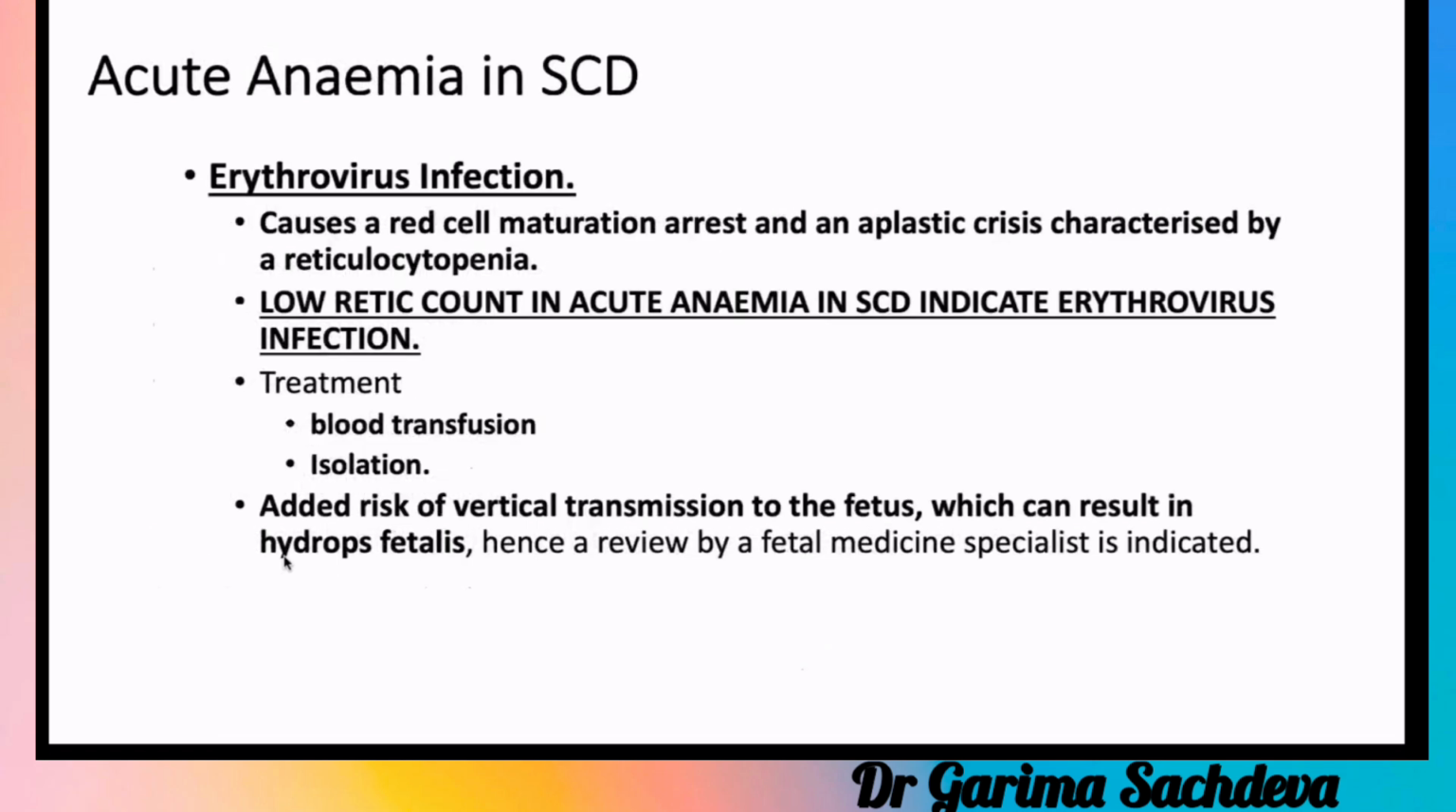Then management of acute anemia. Acute anemia in sickle cell disease can occur because of erythrovirus infection, which causes a red cell maturation arrest and an aplastic crisis, which is characterized by reticulocytopenia. A low retic count in acute anemia in sickle cell disease indicates erythrovirus infection. So you have to check a retic count if the hemoglobin is very low, and you treat them with blood transfusion.